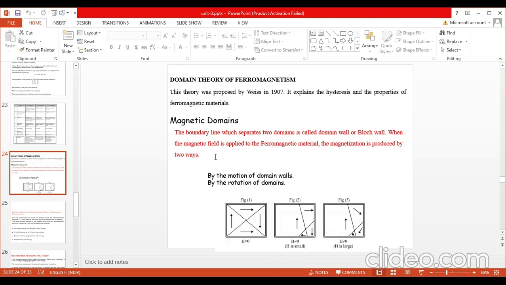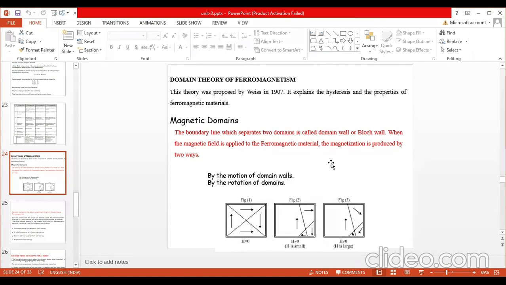Domain theory of ferromagnetism. This theory was proposed by Weiss during the 19th century. It explains the hysteresis and the properties of ferromagnetic material. Magnetic domains: the boundary lines which separate two domains are called domain walls or block walls. When a magnetic field is applied to the ferromagnetic material, magnetization is produced in two ways. One is by the motion of domain walls, the second is by the rotation of domains.